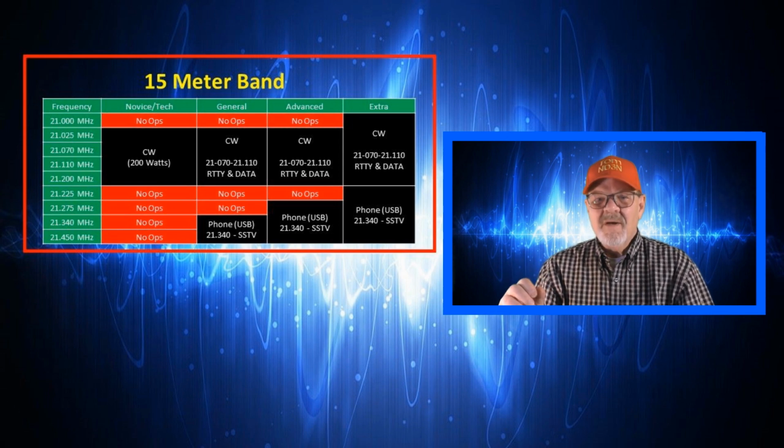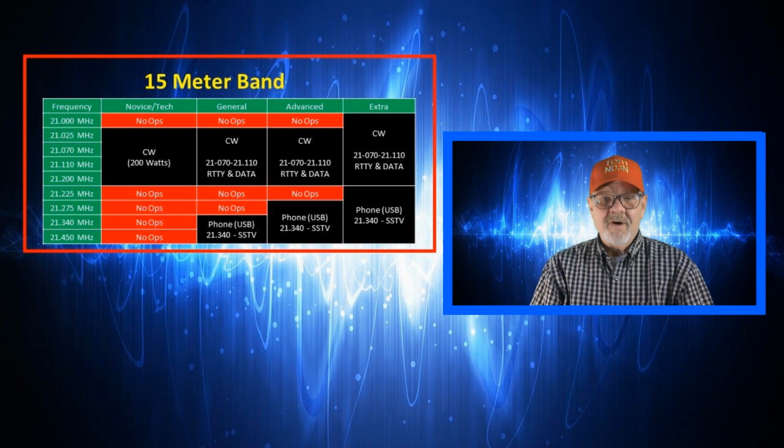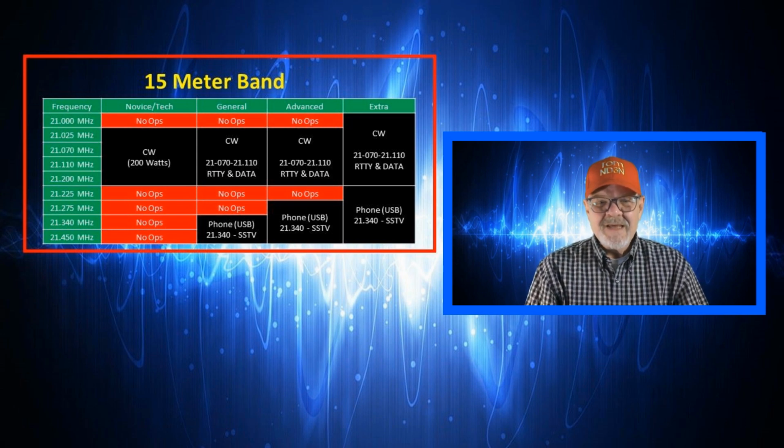The advanced operators may operate CW and data modes from 21.025 to 21.2 megahertz and phone privileges from 21.225 to 21.450 megahertz. Extra class operators are allowed CW and data from 21 megahertz to 21.2 megahertz and phone privileges from 21.2 to 21.450 megahertz. Within those bands, and as allowed by your license class, RTTY and data are from 21.070 to 21.110, and slow scan TV is at 21.340 megahertz.